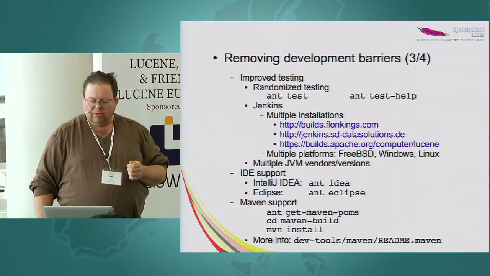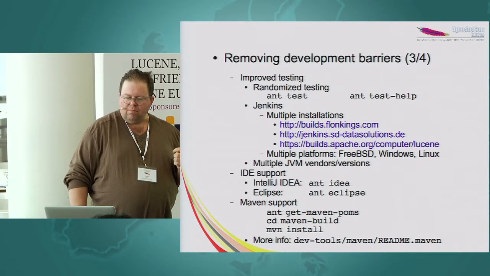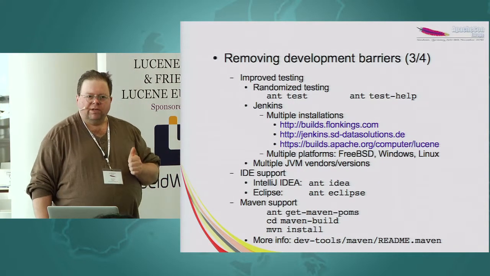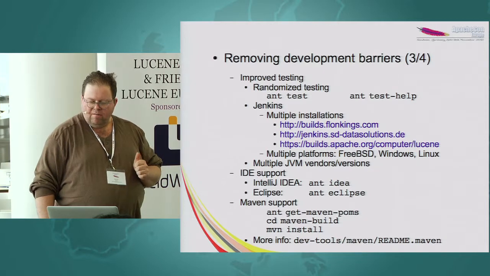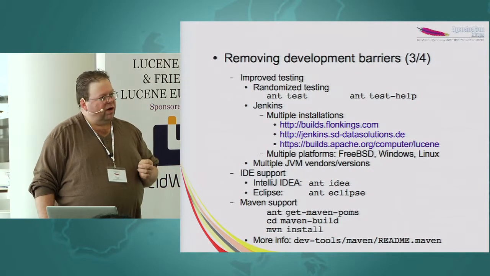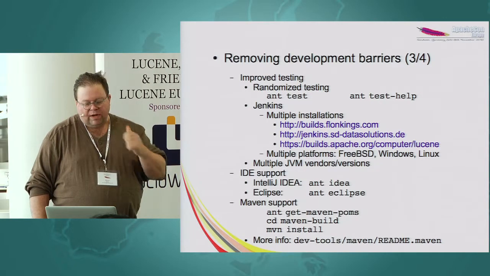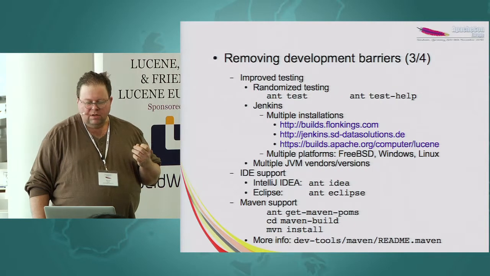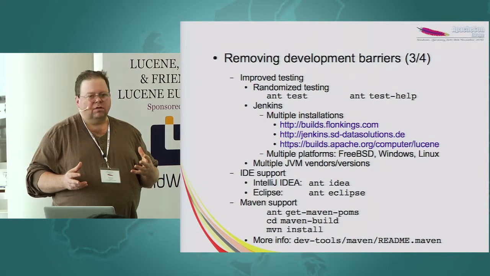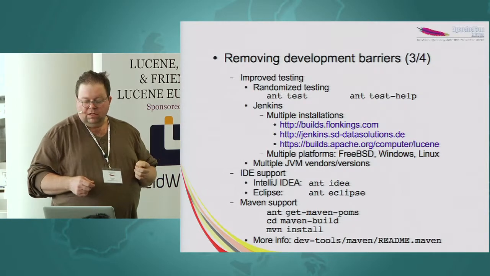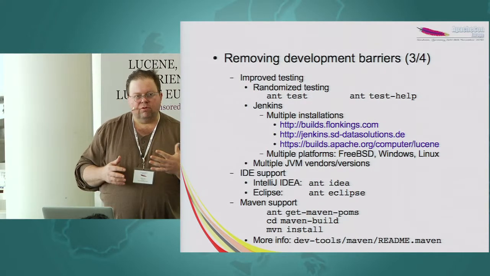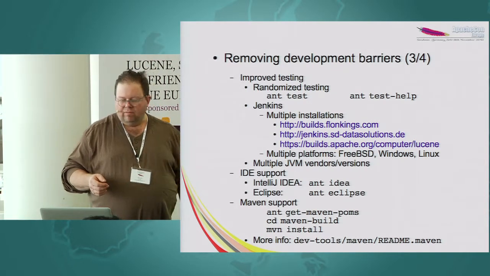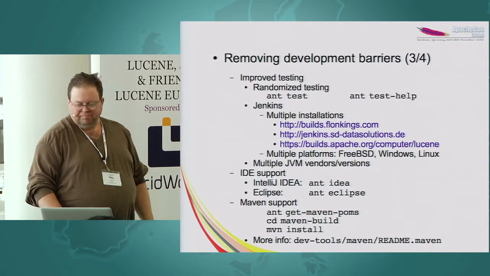We're also running multiple installations of Jenkins. One of them by Simon Willnauer, one by Uwe Schindler of SD DataSolutions, and finally one that's hosted by the ASF. Those run on multiple platforms, and Uwe Schindler's instance also randomly selects different JVM vendors and versions and 32-bit and 64-bit versions in order to get a wider variety of environments that will help us find bugs.